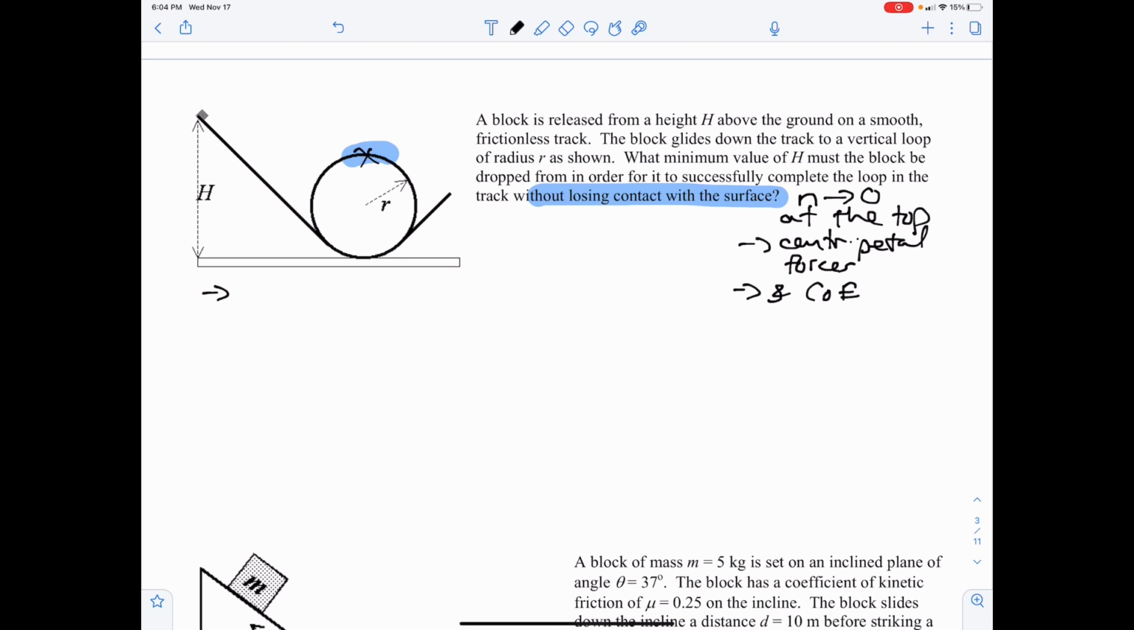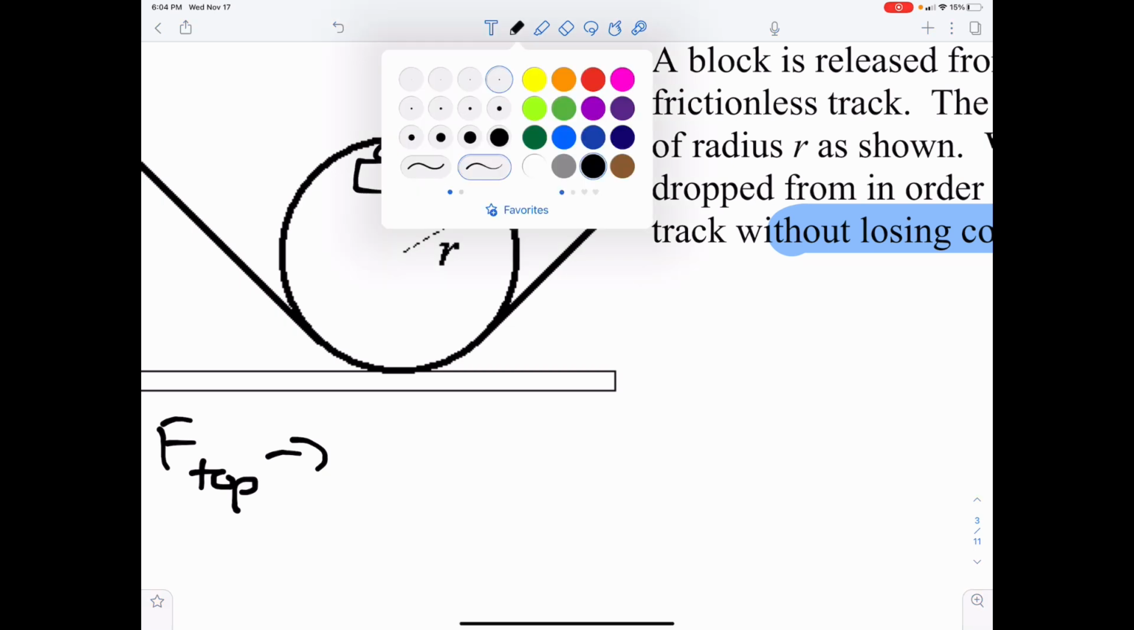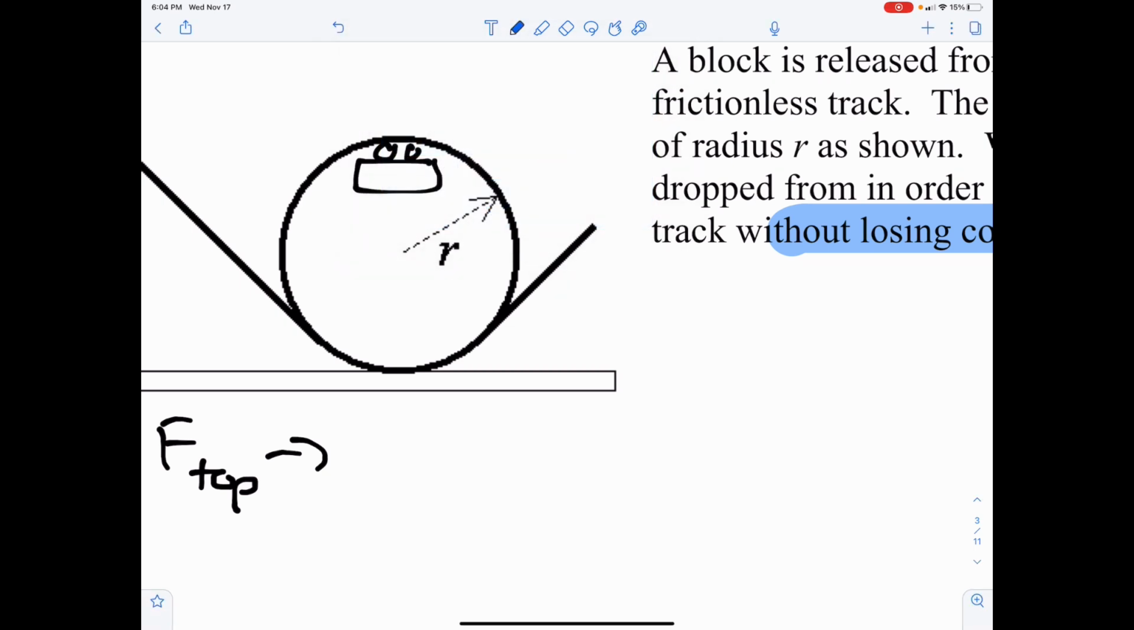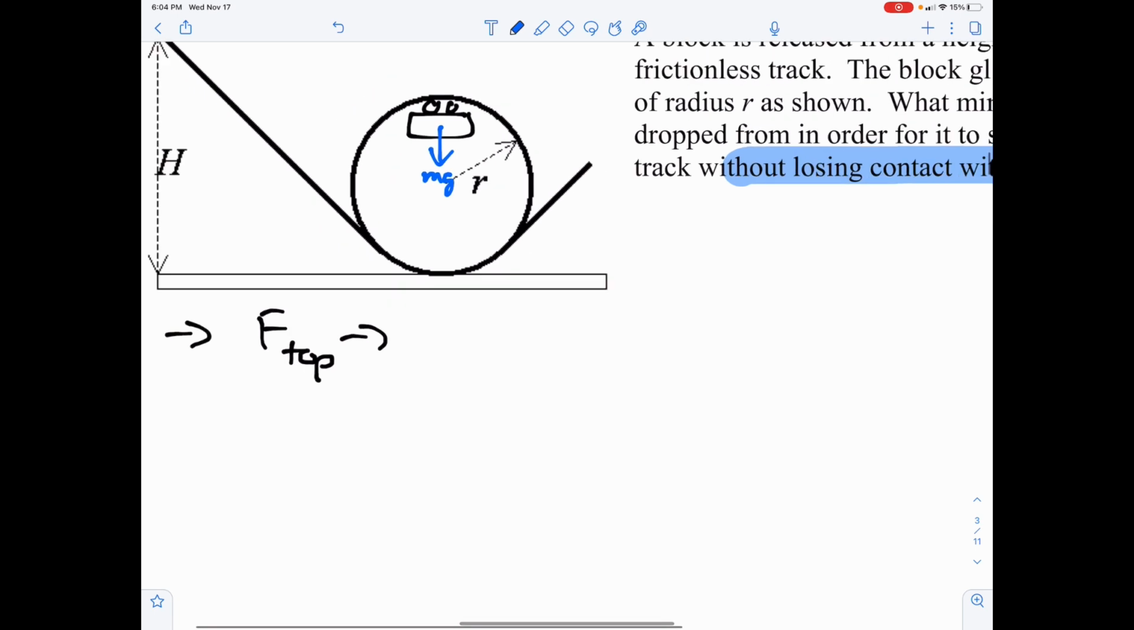So the forces at the top, if we looked at the roller coaster, if I draw the cart at the top of the loop right there, the forces at the top would just be the weight, mg, because there is no normal force. If we're talking about just making it over the loop without losing contact with the surface, that means the normal force has effectively gone negligible. It's gone to 0. If it was going fast enough, we'd have normal force going into the circle as well.